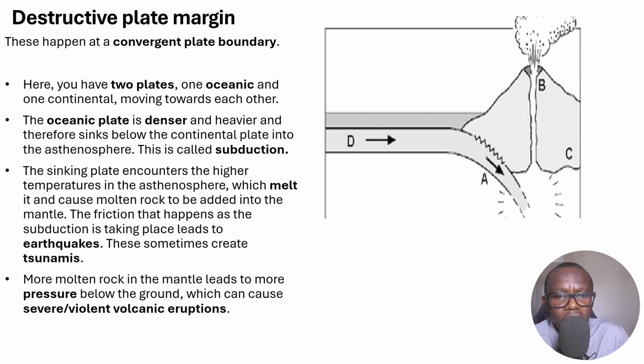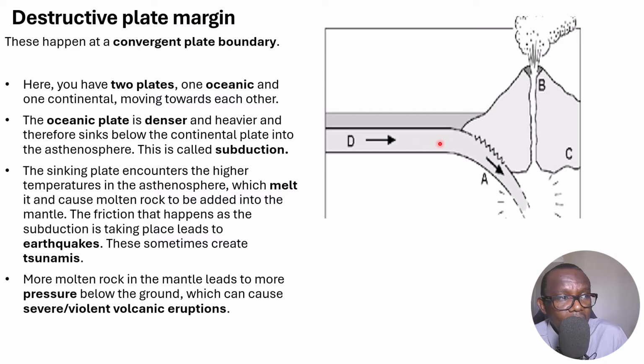From the different types of plate movement that we have just talked about, we get four types of plate boundaries or plate margins. The first one we'll be talking about is a destructive plate margin. Here, as we can see, we have two plates and one of them is continental. This plate here is a continental plate. And this here is an oceanic plate. You can see that the ocean is just above it. And they are at a convergent plate boundary, so they are moving towards each other.